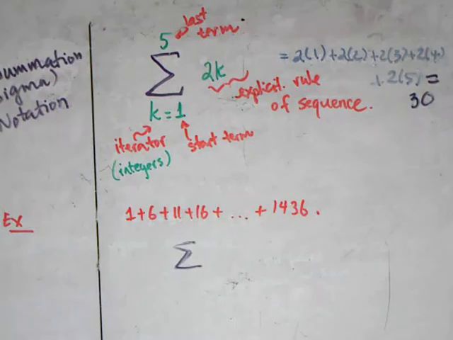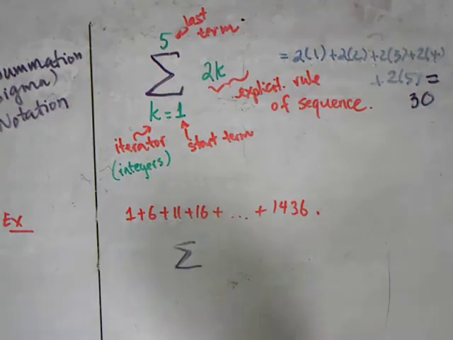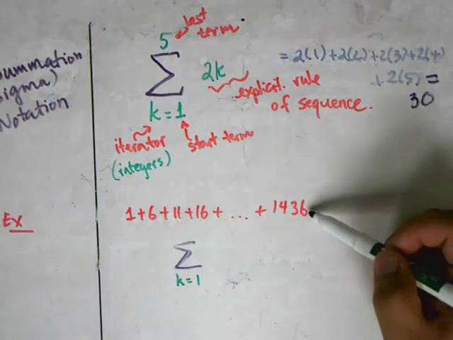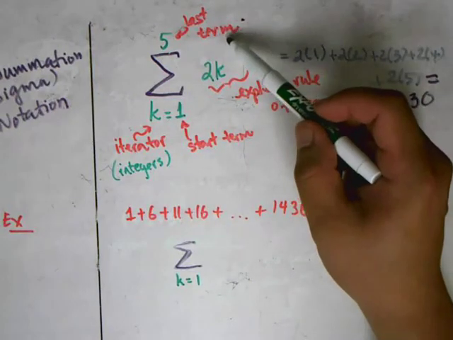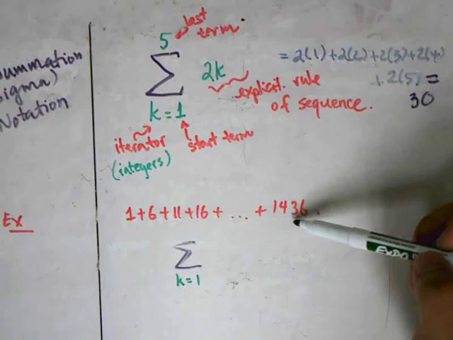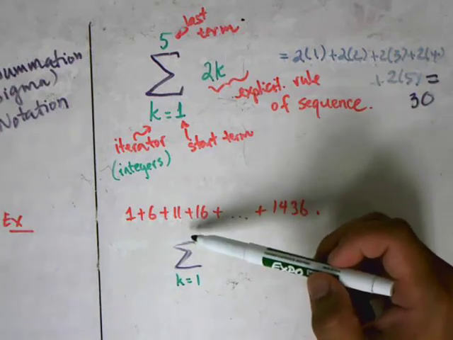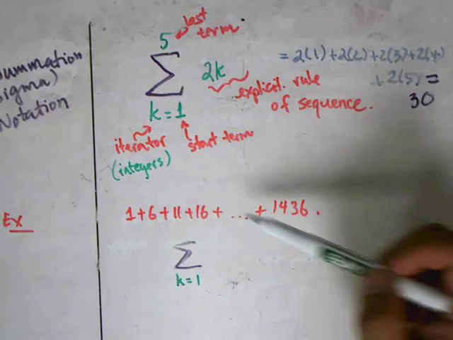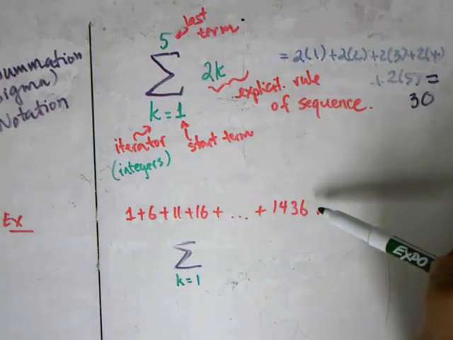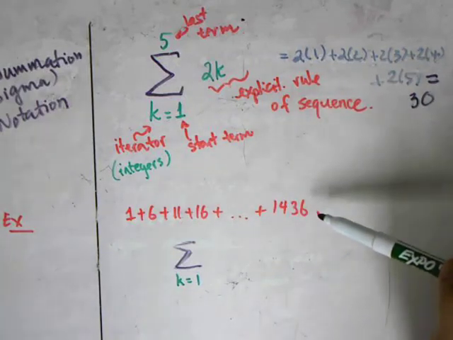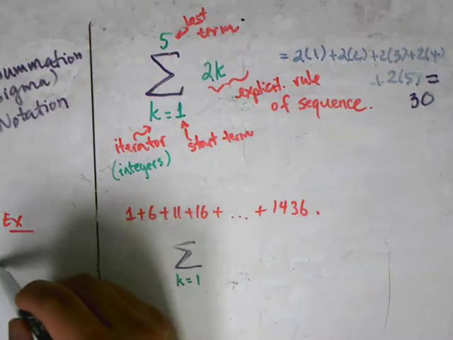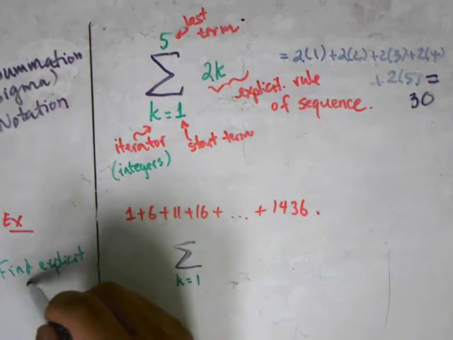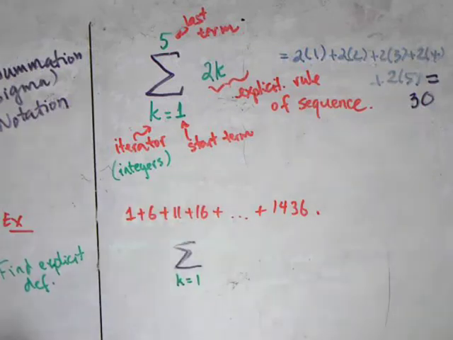And so we'll start out at k equals 1. And we don't know what term to stop at. We don't know what the last term is. It would be a very big mistake to put 1436 here, because we're not adding 1,436 terms. We're adding some number of terms, of which 1436 happens to be the last one. So the next thing we need to do is find the explicit definition or the explicit rule.